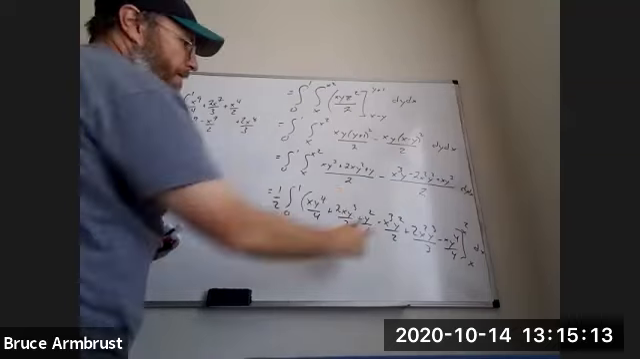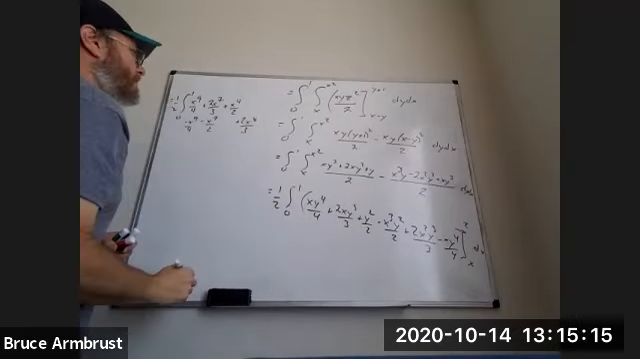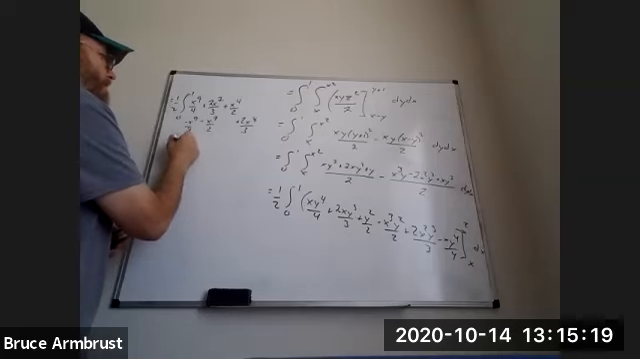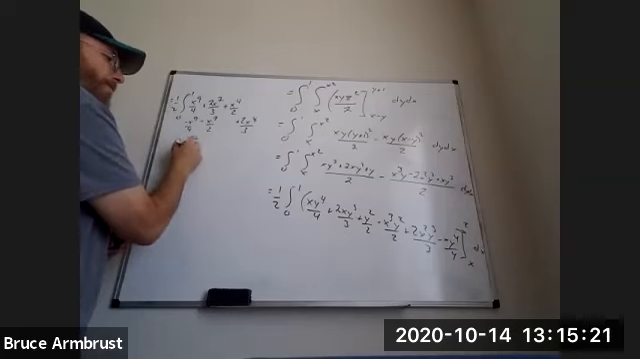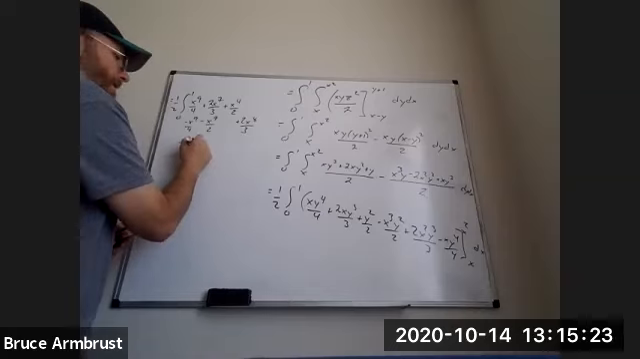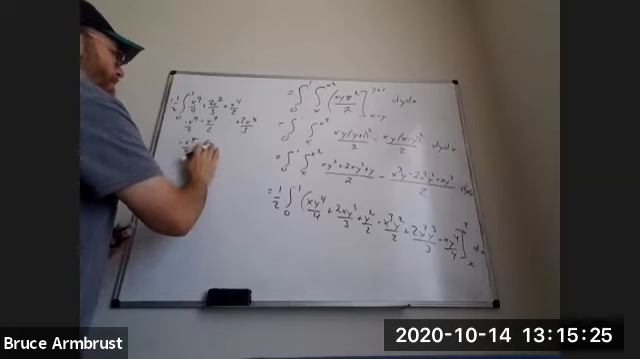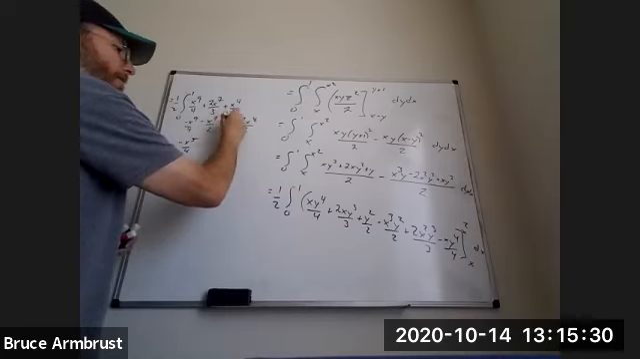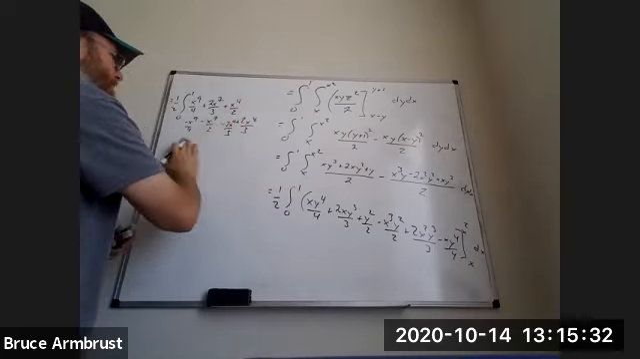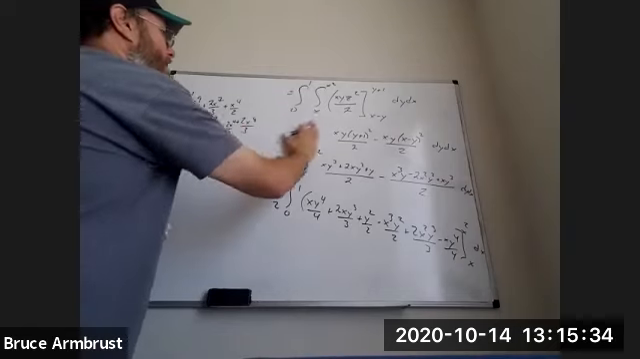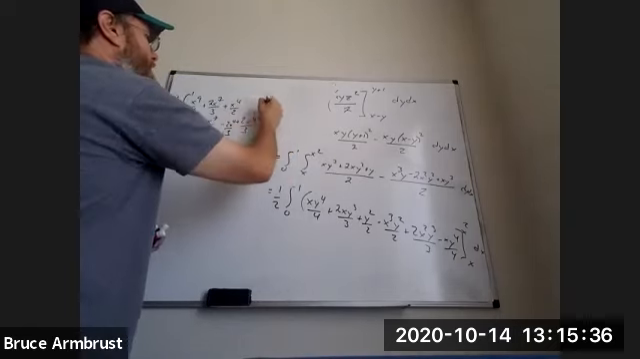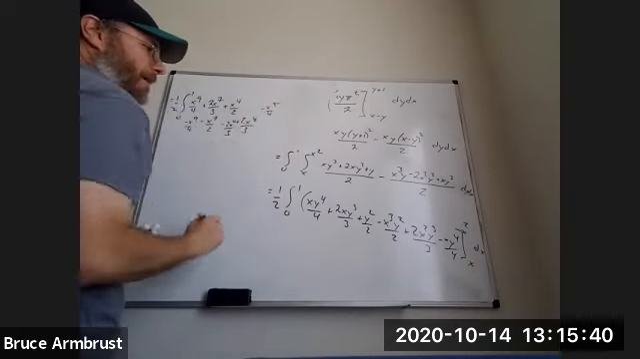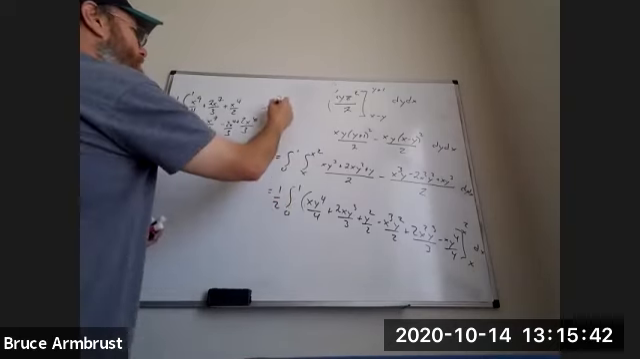So that was from plugging in the x squareds. Plugging in the x's, I'm going to get a minus x to the 5th over 4, minus 2x to the 4th, x to the 4th over 3, then I'm going to get minus x squared over 2.